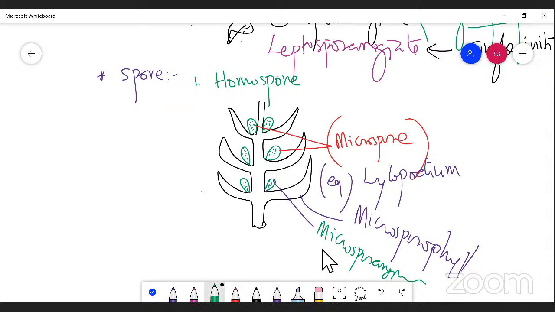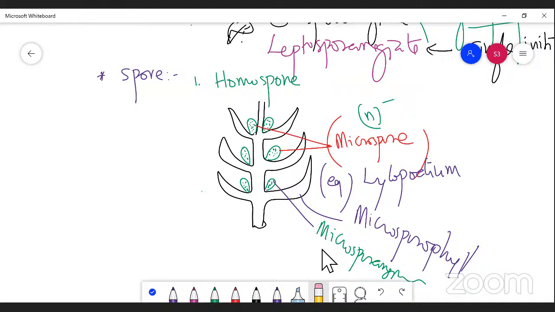What are microspores? Microspores are generally haploid. A microspore is a type of spore that germinates and develops into a new organism, right? So that is called a microspore. Sometimes it acts as a male gamete. And next, the megaspore.